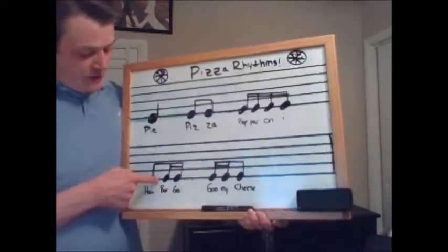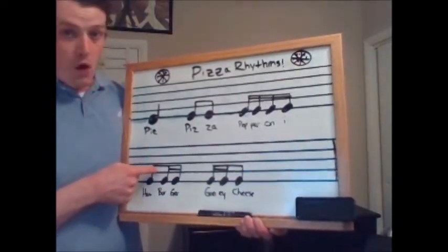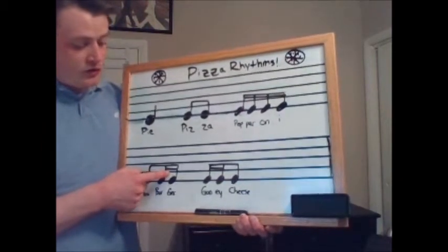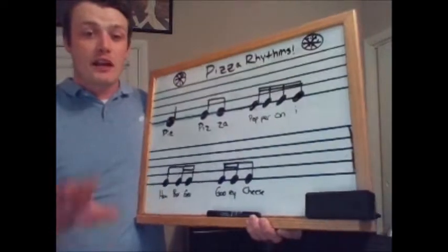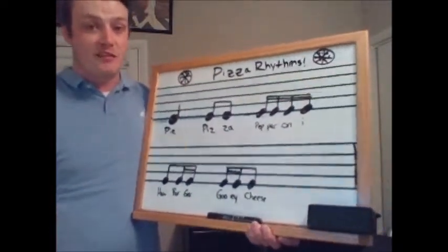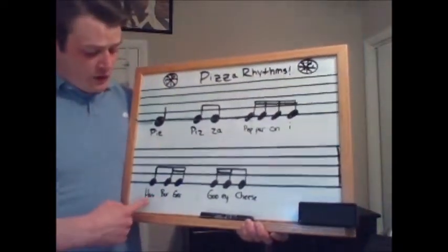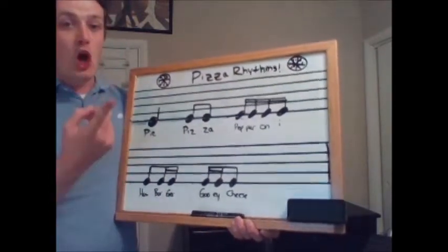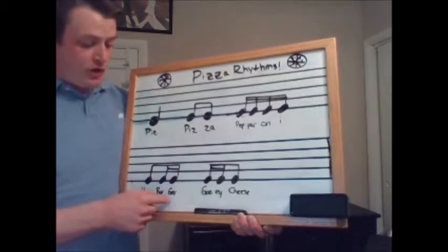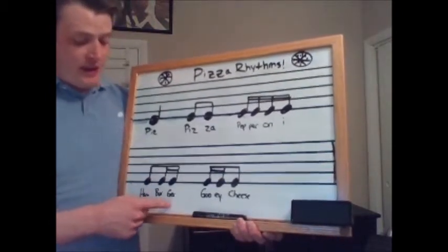Here we have an eighth note because it only has one beam, and then here we have two 16th notes because it has two beams. I know it's a little hard to see, but it'll be a lot more obvious on your piece of paper. For this, we are going to say hamburger. Ham has to last longer when we say it than burger. We say ham slower than burger.